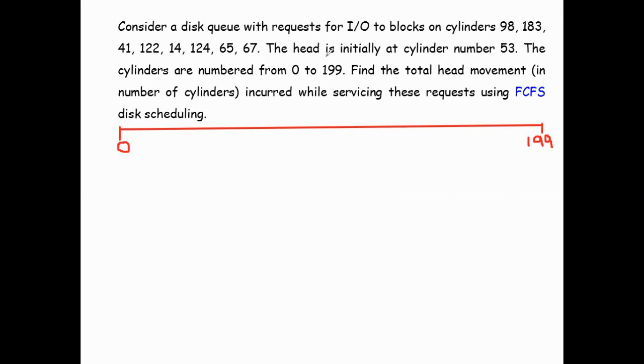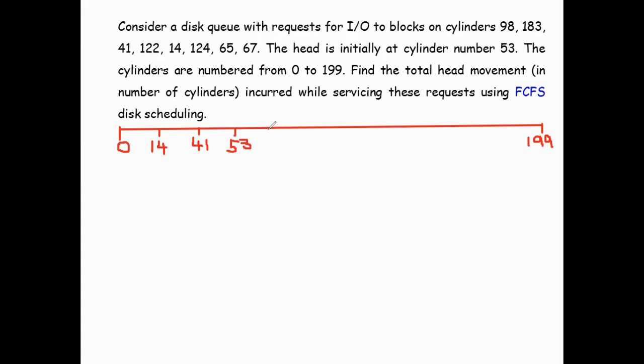Now, let me arrange the requests for cylinder numbers in the number line. After 0, 14 is represented. Then 41 is represented. We need to represent 53 because from the problem it is given that the head is initially at cylinder number 53. Hence 53 must be represented in the number line.